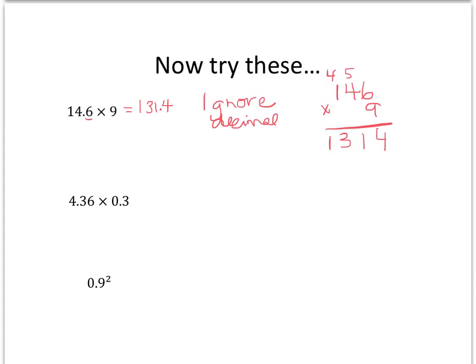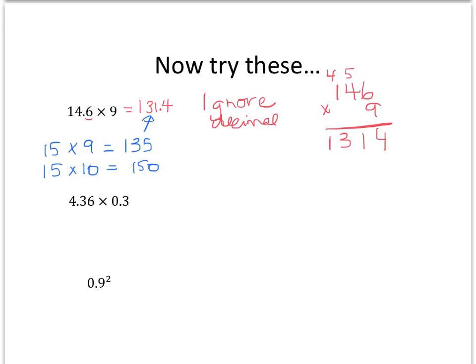Now, to check that you've got the right answer, you should round your numbers. You can round 14 to 15 times 9, or even, to make it easier, 15 times 10. 15 times 10 is 150, so that means 15 times 9 must be 135. We can see that 135 is pretty close to our answer, so we've got the right answer there. So to check your answer, round your numbers and estimate and check.